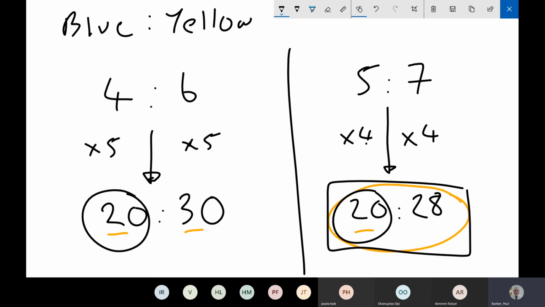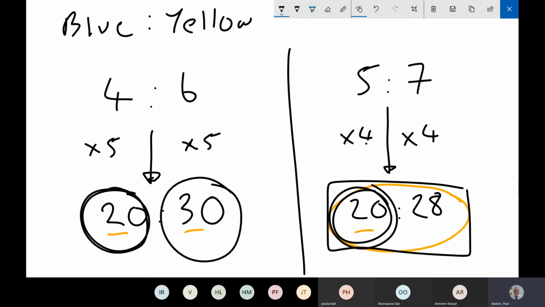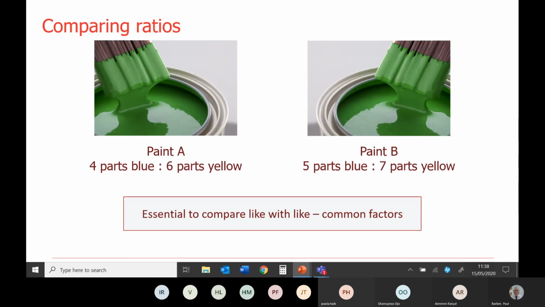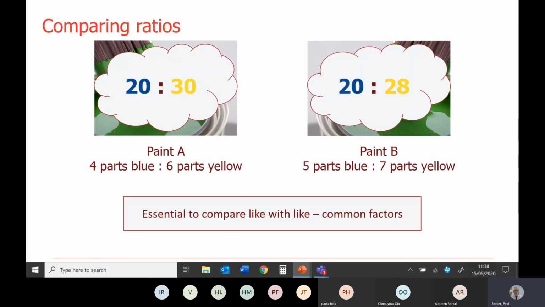At no point have I said how much paint we're using. I've not said whether we made half a tin or a litre or 10 litres or a bath full or whatever. It doesn't matter how much paint we're using. We just know that if we buy 20 blue over here, we're going to have to buy 30 lots of yellow. Here, if we buy 20 blue, we're going to have to buy 28 blocks of yellow. So this one has got to be more economical if the yellow is expensive. Just to prove the point, we've got some numbers.